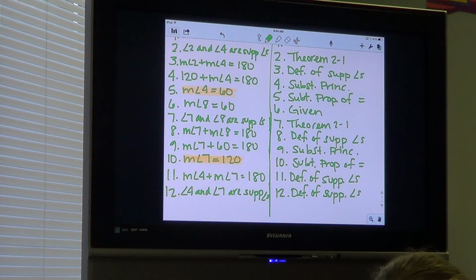Wait, why wouldn't that one be theorem 2-1? Theorem 2-1 is the one that says if they are next to each other and they're adjacent angles and their exterior sides form a line, then they're supplementary.